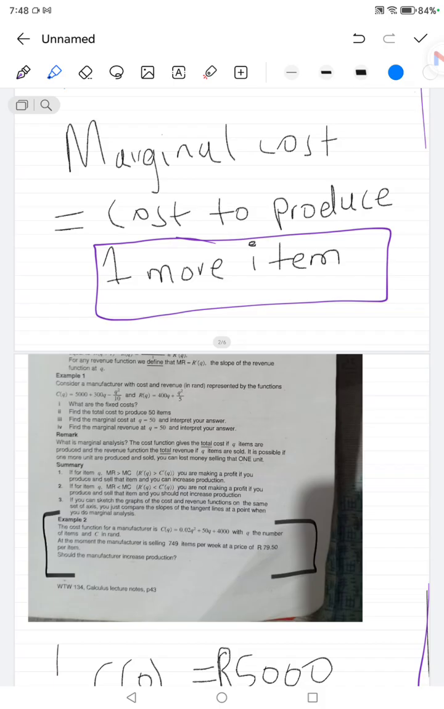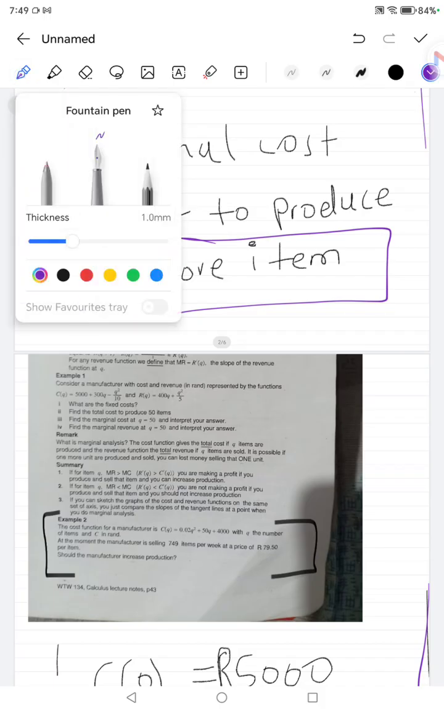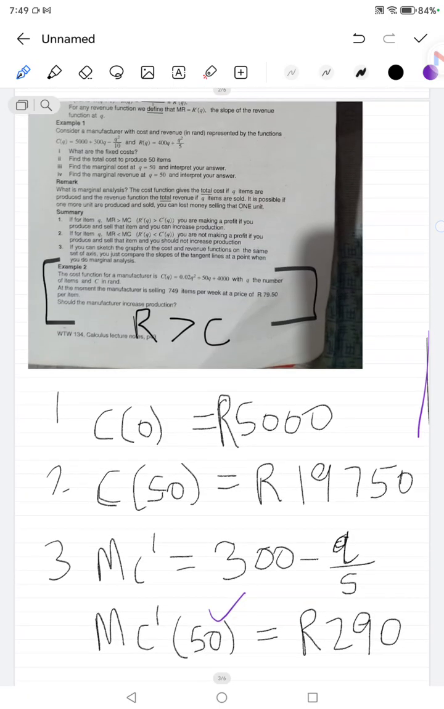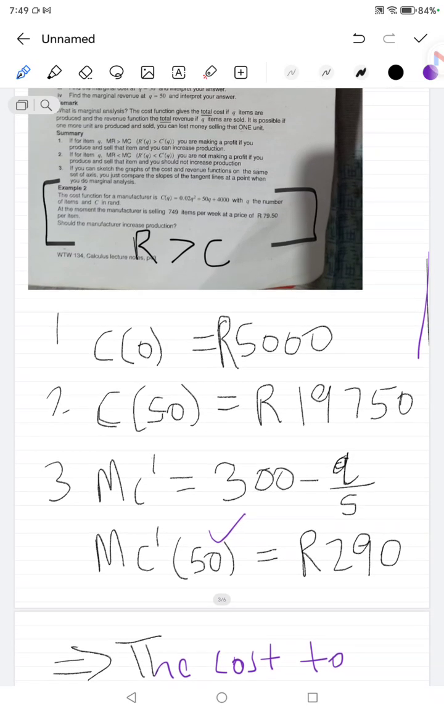Basically what they want to know here is whether this person is making profit or not. You can only know that you are making profit if your revenue is greater than your cost. That's the only way you can know. Now let me just quickly remove this.